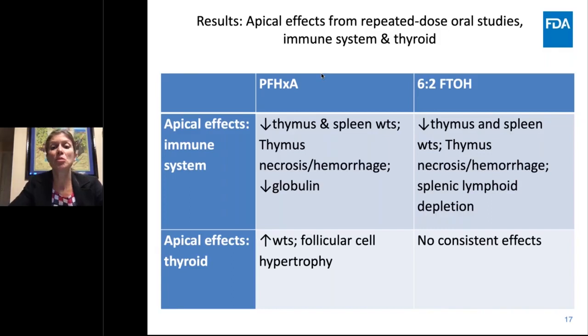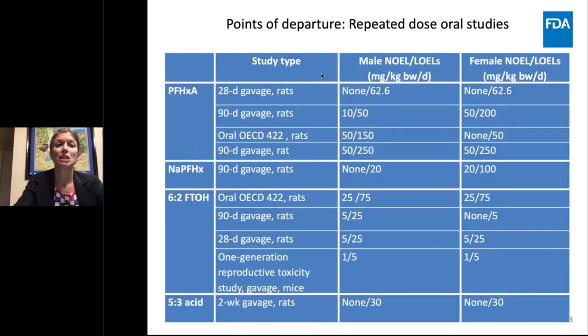Apical effects on the thyroid: no consistent effects were found with the fluorotelomer. We did see some occasional increased weights and follicular cell hypertrophy with perfluorohexanoate. This is likely secondary to enzyme induction in the liver, as has been seen with other compounds that are liver enzyme inducers. So, points of departure.